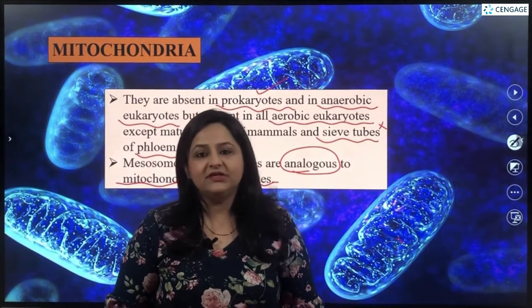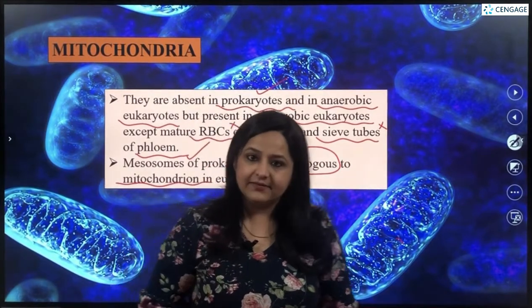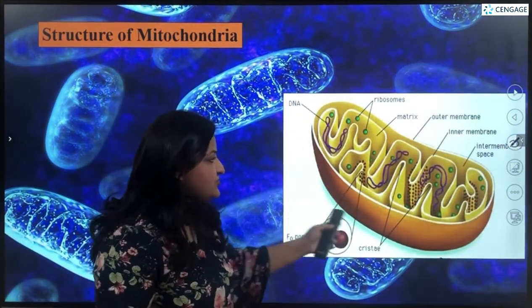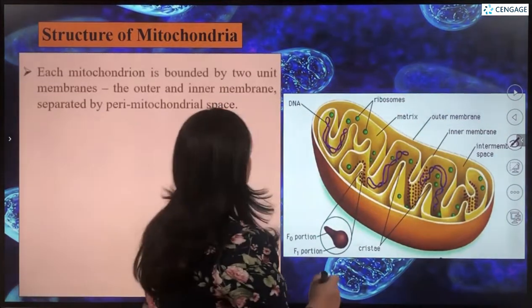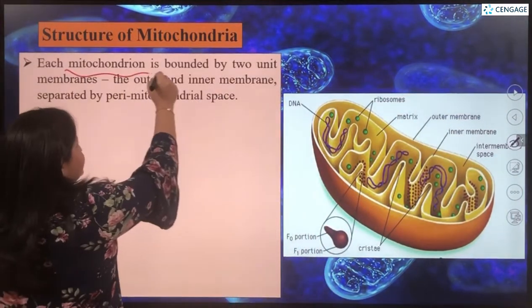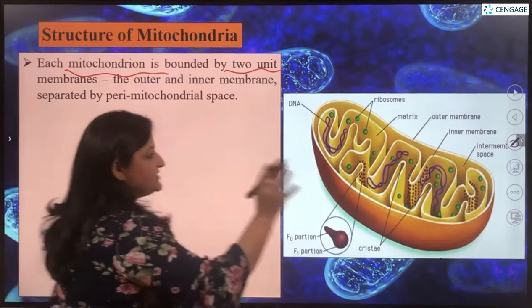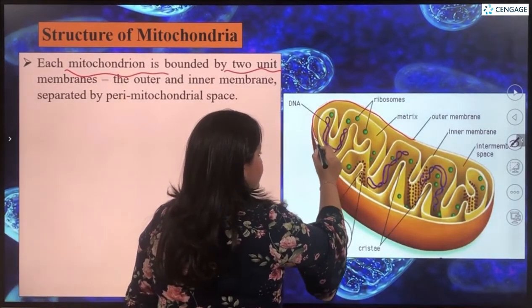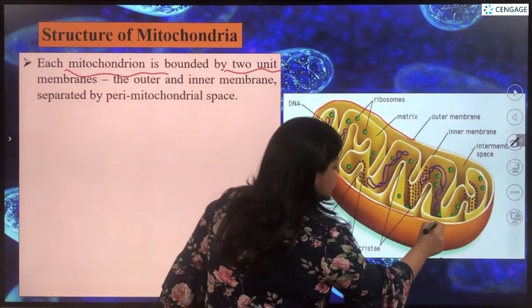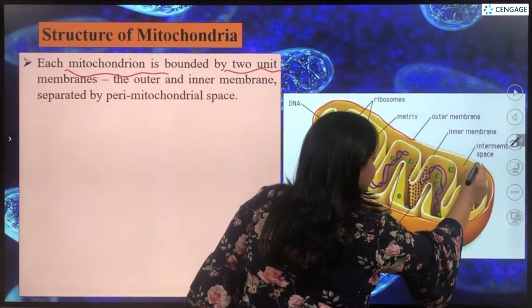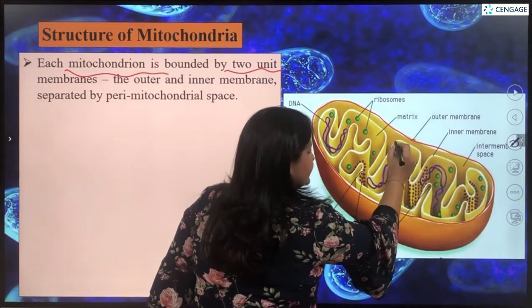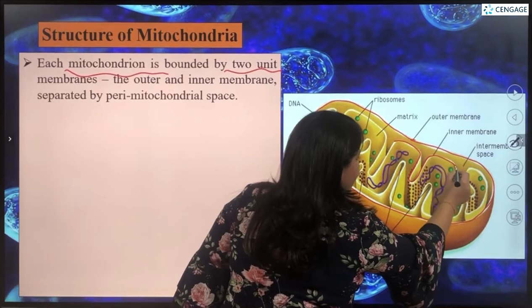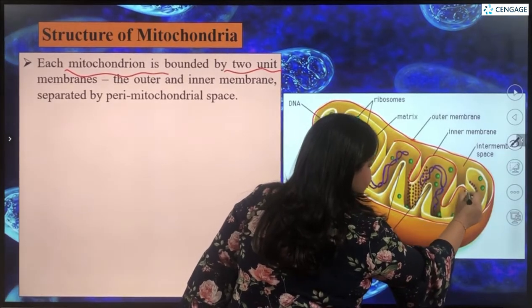Now, let's look at the structure of mitochondria in detail. So, this is a picture of a mitochondria. This is the whole structure. We can see over here, each mitochondrion is bound by two unit membranes. So, this is the outer membrane present. There are two membranes in mitochondria. This is the outermost membrane, and this is the inner membrane. So, mitochondria are double membraned structures.